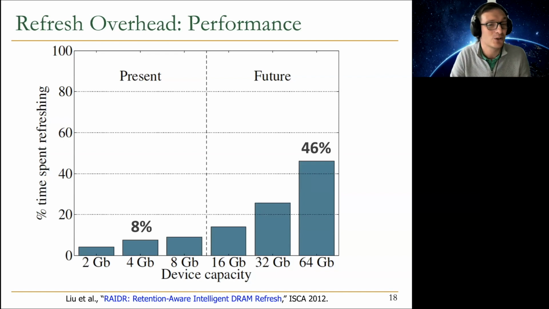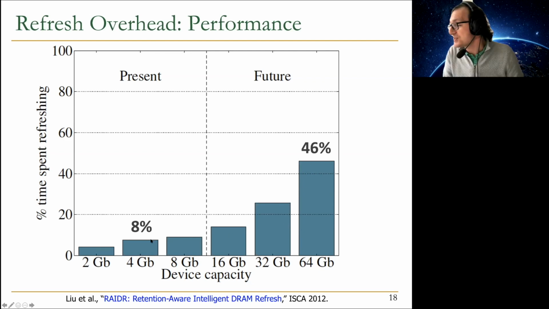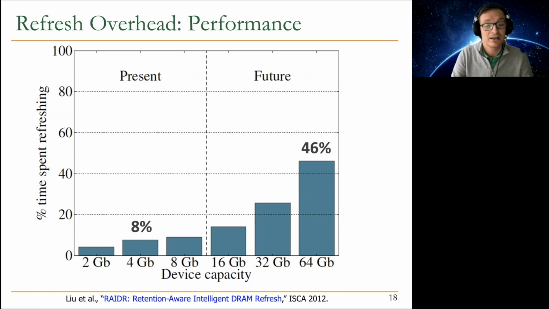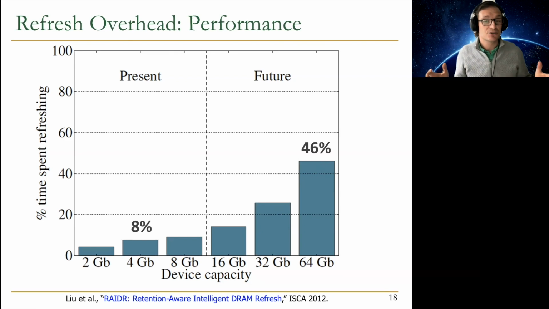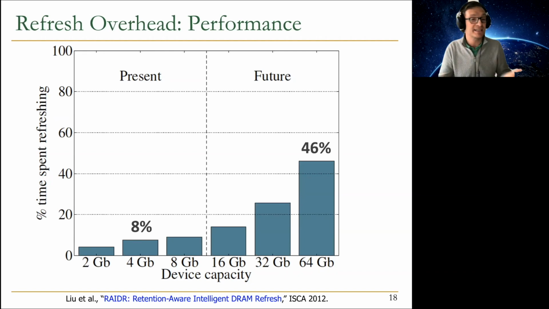It's not good also. But if you actually kept things as they are, if you keep adding DRAM cells without doing anything about the refresh problem, if you want to build a 64 gigabit DRAM chip, refreshes would consume about 46% of the time. Meaning you're building this device, the DRAM chip, so that you can access memory. But 46% of the time, you cannot access the memory because memory needs to maintain the data by refreshing.